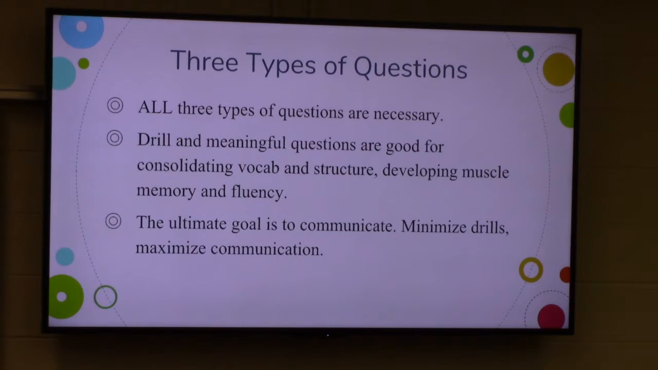But think about our ultimate goal, which is to train them to be able to communicate in real life, in daily life, with real native speakers. So this is our ultimate goal. So how about we minimize those drills, those mechanical drills, because it's not real life, it's rehearsed, it's a script, okay? Minimize that and maximize the communication part so that when they step out of the classroom, they're ready.